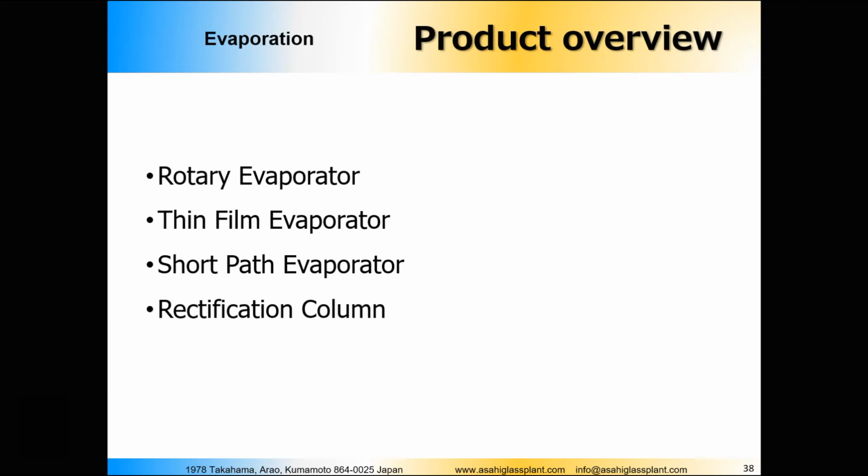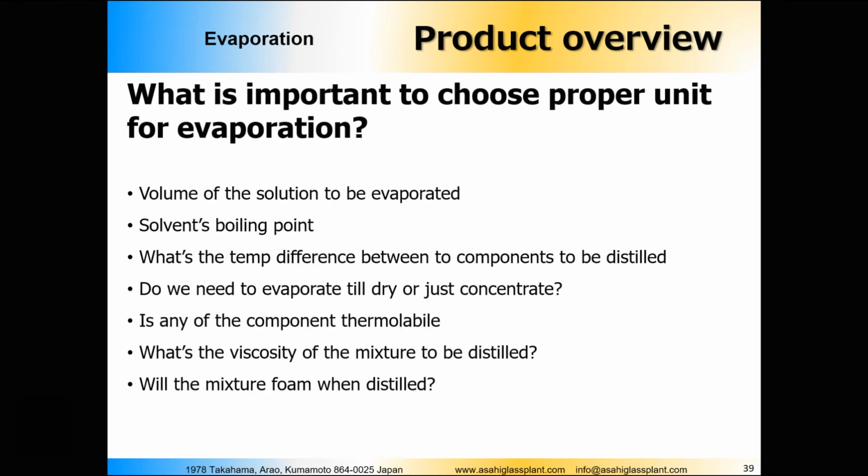for these processes? Asahi manufactures almost all types of equipment that can be used for this kind of process. They manufacture rotary evaporators, thin film evaporators, short path evaporators, and rectification columns. Some call them distillation columns.